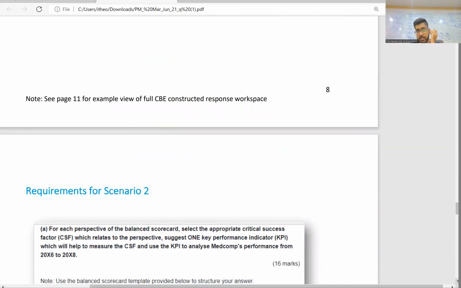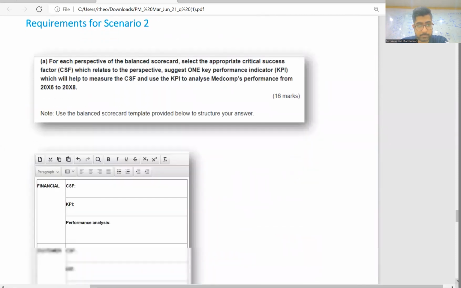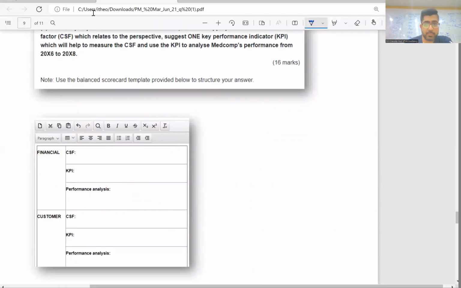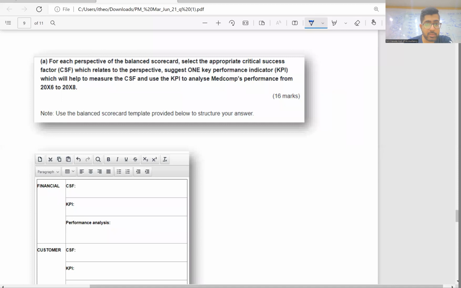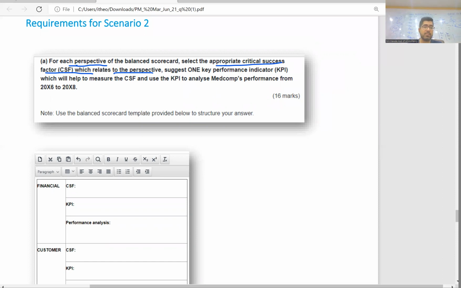The requirement is worth 16 marks. For each perspective of the balanced scorecard. Now there are 4 perspectives of balanced scorecard, right? So for each perspective of the balanced scorecard, select the appropriate critical success factor, select the appropriate CSF which relates to the perspective. There are 4 critical success factors mentioned, but it is saying that for each perspective, select the appropriate CSF. You need to select which relates to financial, which relates to customer, which relates to business efficiency, internal business, and which relates to innovation learning. So for each perspective, select the appropriate CSF.